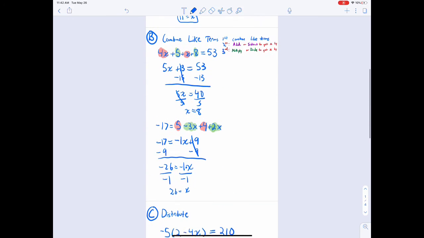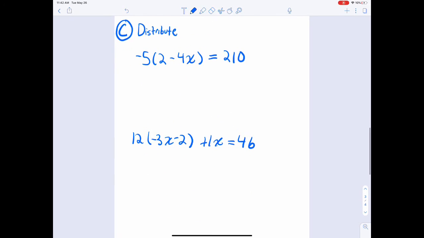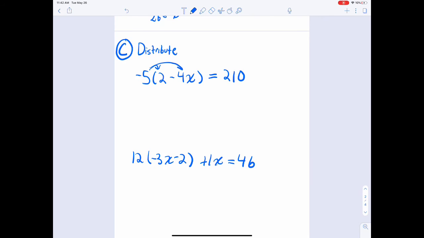All right, the last thing here is we're now going to have to distribute. So this is, again, kind of just bumping it up. We have to distribute first. So let's distribute this negative 5. So we'll get negative 10, and negative 5 times negative 4x. You have to keep the sign with it. So it's negative 5 times negative 4, which equals positive 20. So plus 20x equals 210, and then you're just at a two-step equation.